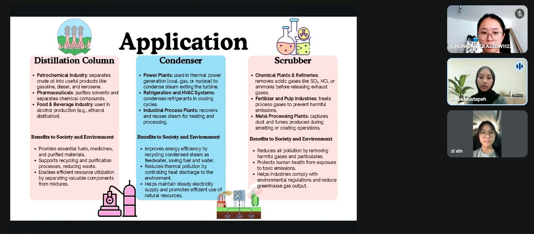And the benefit to society and environment, scrubber reduces air pollution by removing harmful gases and particulates. It protects human health from exposure to toxic emission. And lastly, it helps industry comply with environmental regulation and reduce greenhouse gas output.